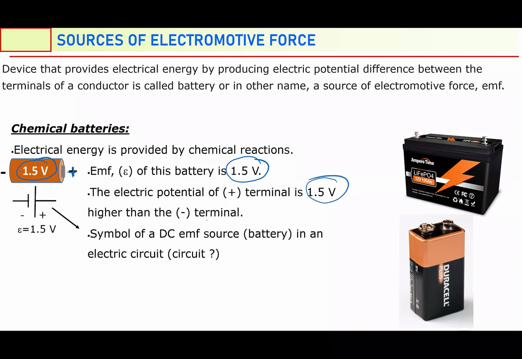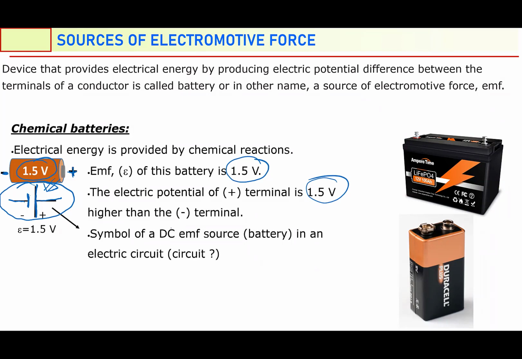volt. So this is a DC EMF source, and in the symbol of this battery in an electric circuit, the positive terminal is drawn a little longer because of high electric potential. The negative terminal is drawn a little shorter, which is the smaller electric potential. So this is the symbol of a DC EMF source, or the symbol of a battery in an electric circuit.